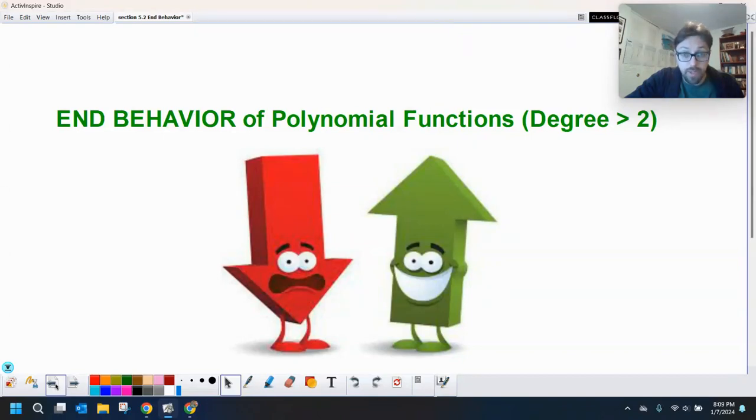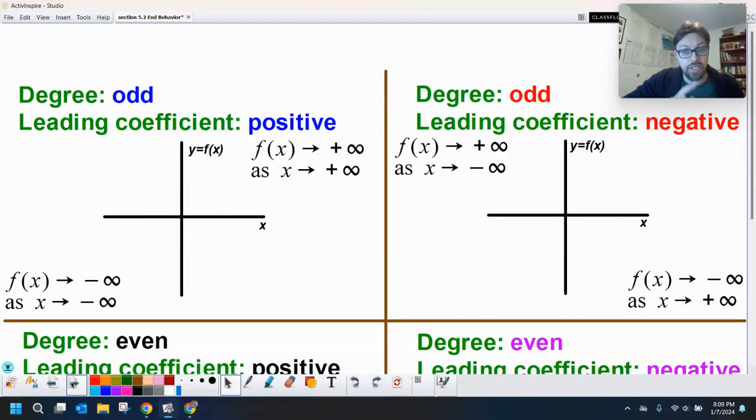Hello, in this video we're going to be talking about the end behavior of polynomial functions. Do they end up or down or some combination in between? In order to determine the end behavior, we need to check the degree and the leading coefficient. A quick reminder is that the degree is the highest exponent when the polynomial is in standard form, and the leading coefficient is the number that is with that term that has the degree's exponent.